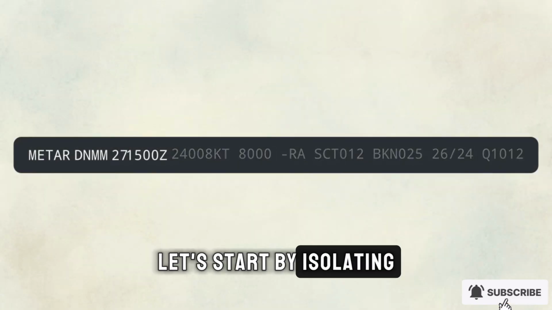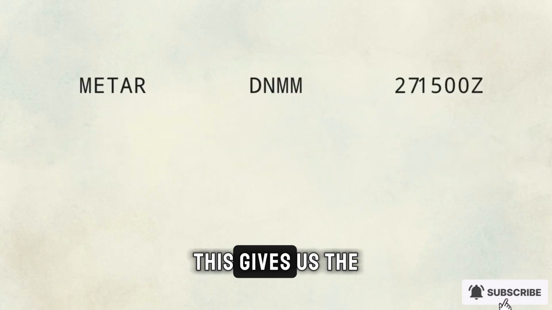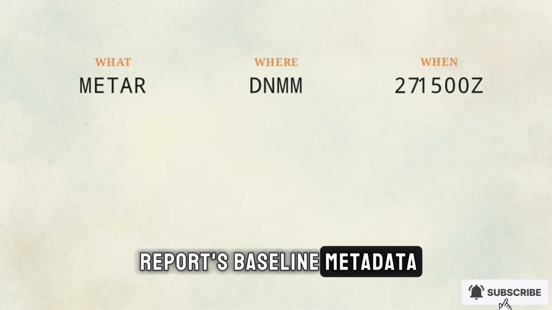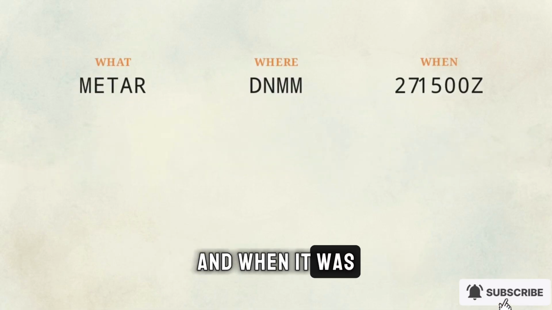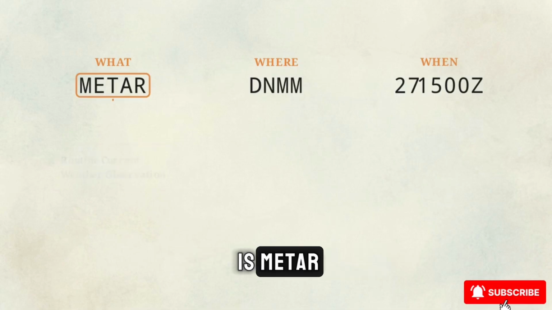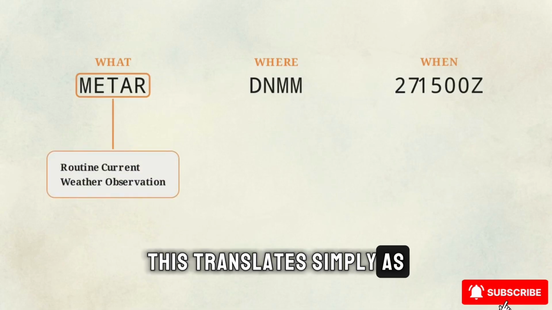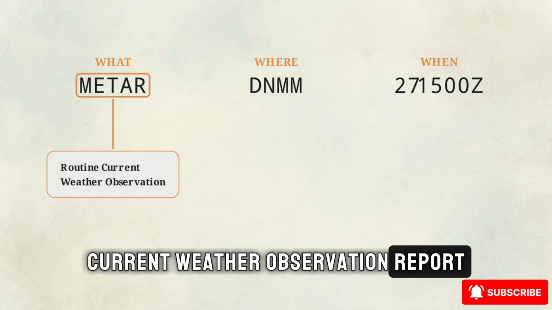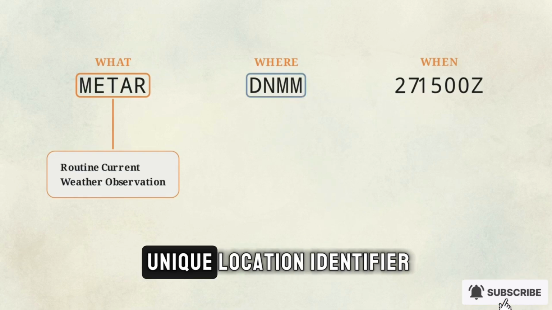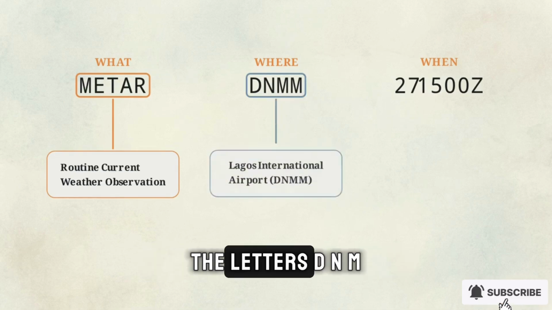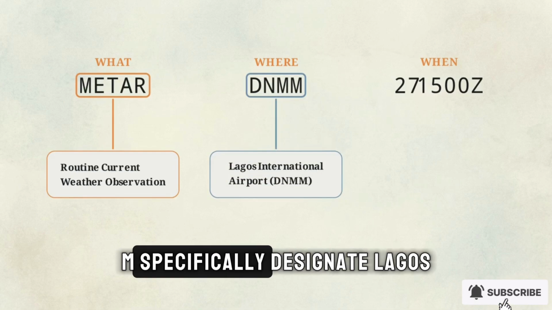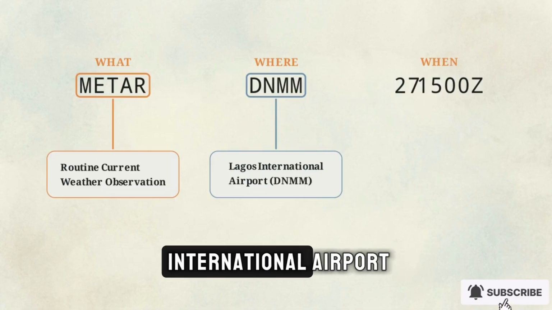Let's start by isolating the first 3 blocks. This gives us the report's baseline metadata: what it is, where it is, and when it was taken. The first block is METAR. This translates simply as a routine current weather observation report. Next, we have the unique location identifier. The letters DNMM specifically designate Lagos International Airport.